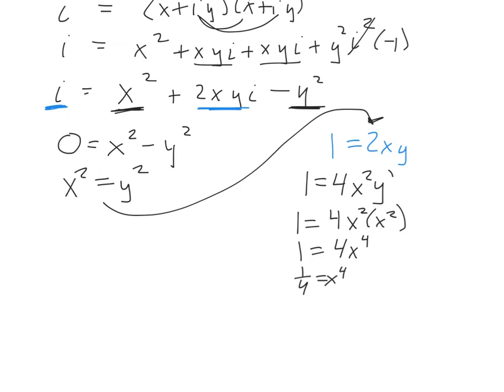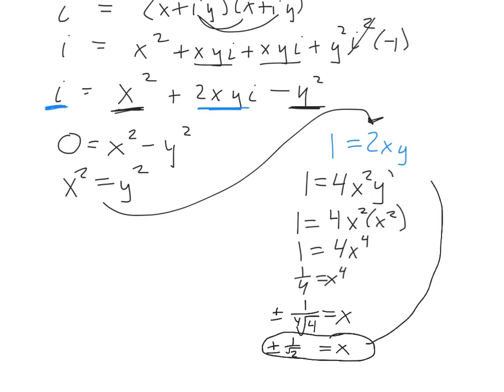So you're kind of running out of space here, so let's keep going. The 4th root of both sides, so x is, the 4th root of 1 is 1. The 4th root of 4 is basically the square root of 2. So this is going to be plus or minus 1 over the square root of 2. So we just found that x is ±1/√2.